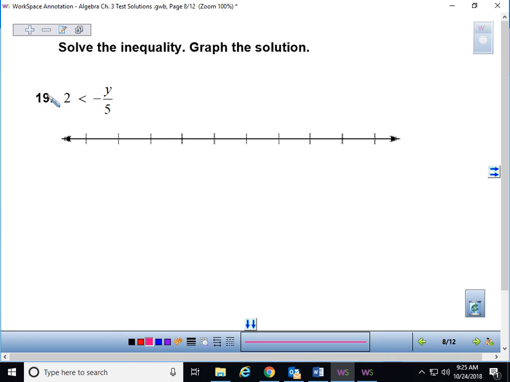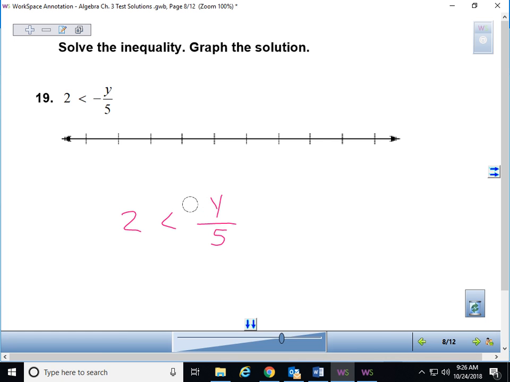19, still doing the same thing. We're solving our inequality and graphing the solution. So I'm going to rewrite it down here: 2 less than negative y over 5. Now, let me rewrite that negative out front here. If you guys remember, at the beginning of the year, I told you when there's a negative in front of your fraction, attach it to your denominator. It makes things a little bit easier.